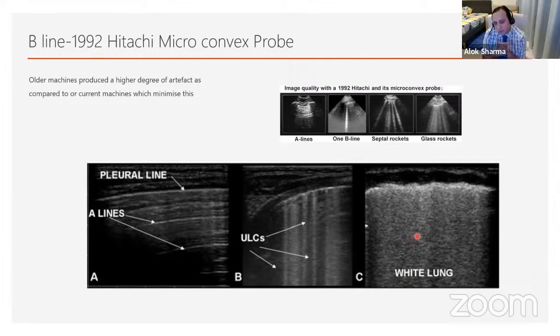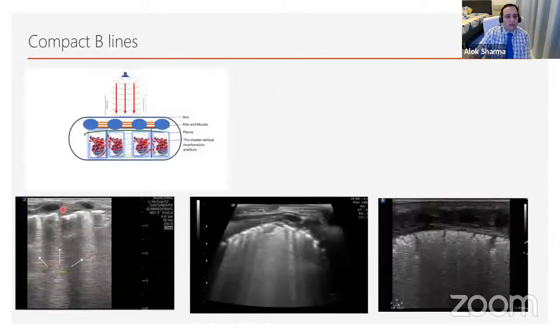Now, by definition, Jing Liu basically says that you should be able to differentiate white lung and AIS. So if this was just one zone, this would be AIS. But if you have AIS in every lung zone, we call it a white lung appearance. So again, you've got these lines that are merged over here. Now, these are basically what you call compact B lines. They've merged to the point where they go all the way to the bottom.